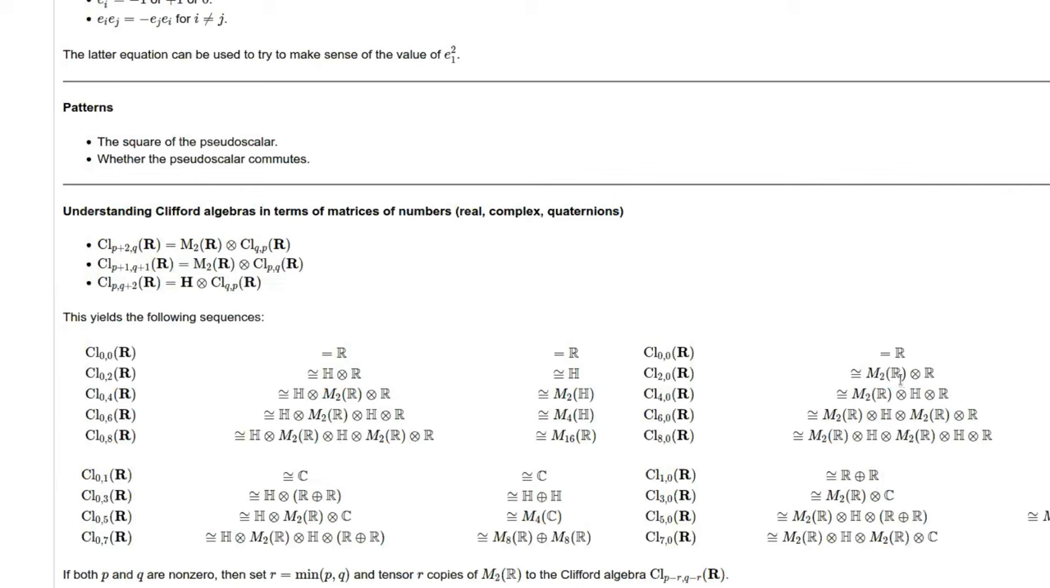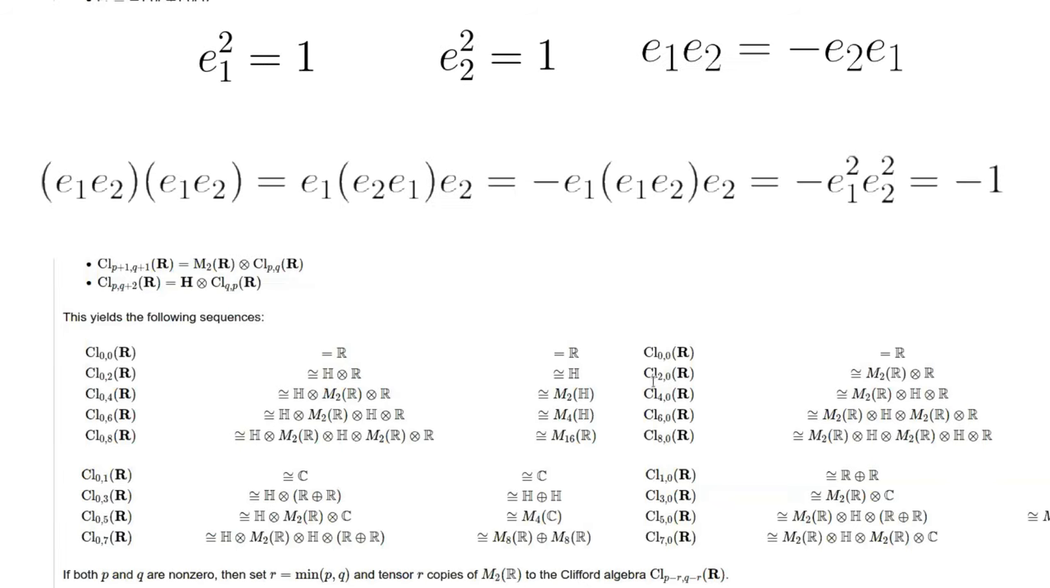M2R, that'd be 2x2 matrices in the reals. That's what you get if both generators are positive. Now, a very interesting thing that happens is, first of all, if both are positive, let's say EI squares to 1, EJ squares to 1, but if you multiply them together, E1, E2, and you square them, so that would be E1 times E2 times E1 times E2, well, what happens?